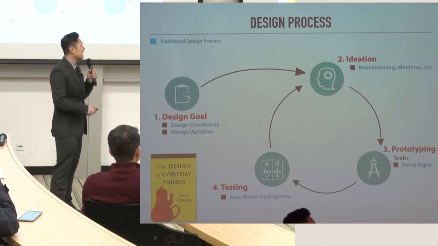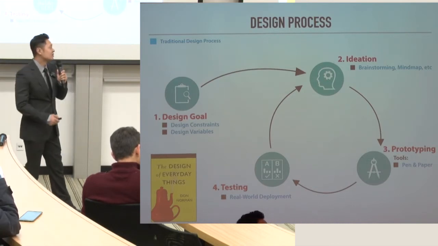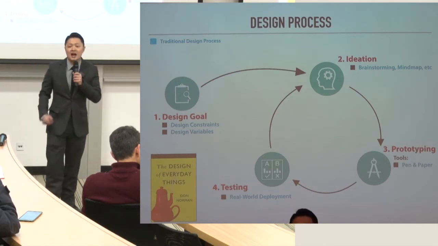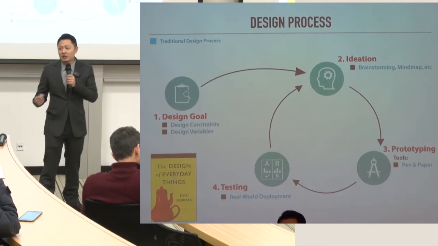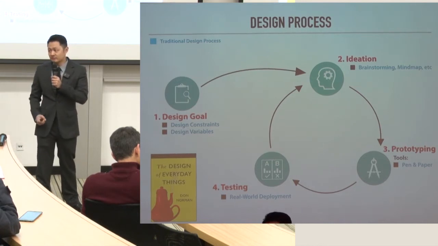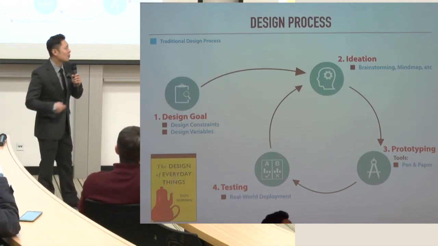So assume you know your design goal, the constraints and variables. You go to the ideation stage, where you think of different design ideas. After that, you do prototyping and testing to evaluate if those are good ideas. If not, you probably think about other ideas and repeat the process again.